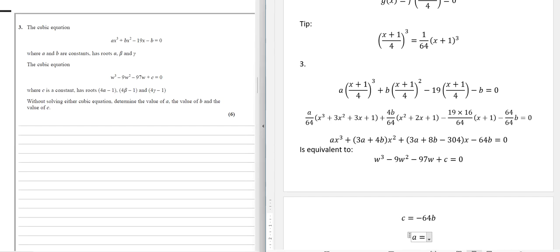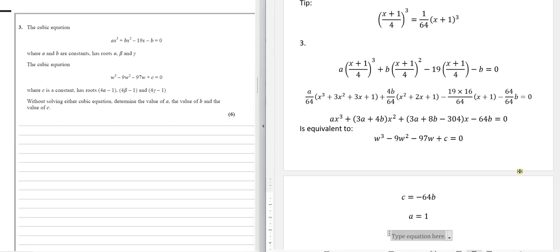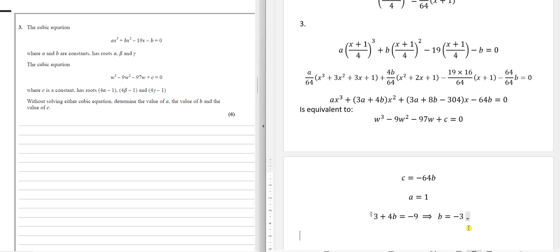I can also immediately identify a. A's got to be 1. If ax cubed and w cubed are going to be the same, now I've made this conversion, then a has to be 1. And that means that 3a plus 4b is just 3 plus 4b, and that's got to be equal to minus 9. That means 4b is minus 12, and b must therefore be minus 3.